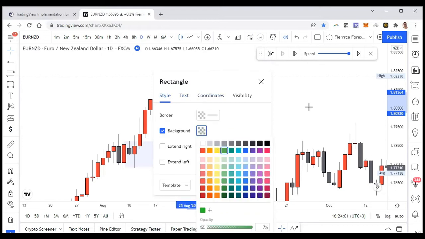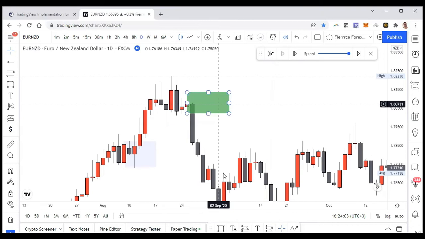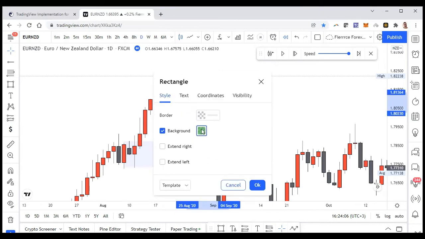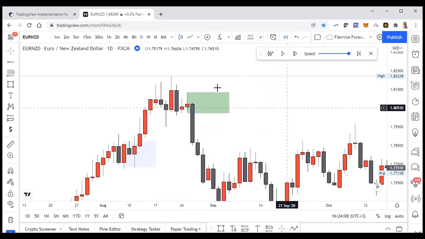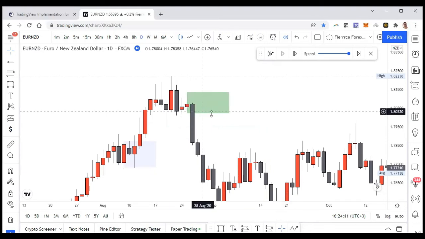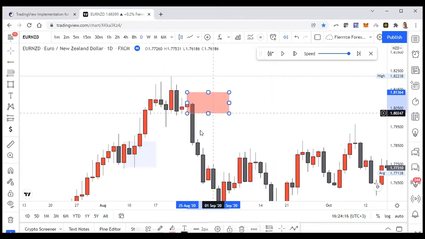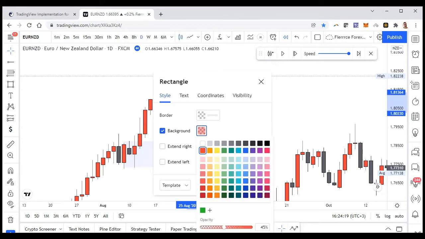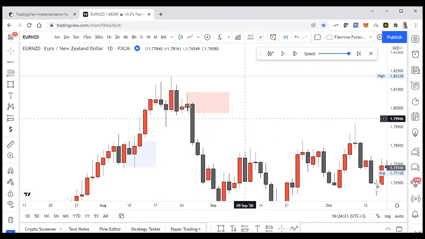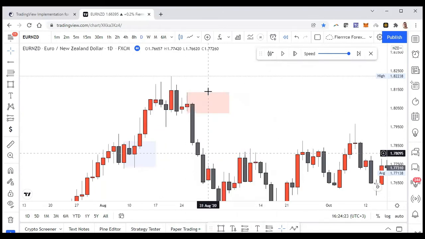Maybe I make it deeper. Now you can see, but that's too dark. So let me just go back. Actually, let me put this as red, or whatever. So we can see this as the last up move before the down move. So this is our supply.